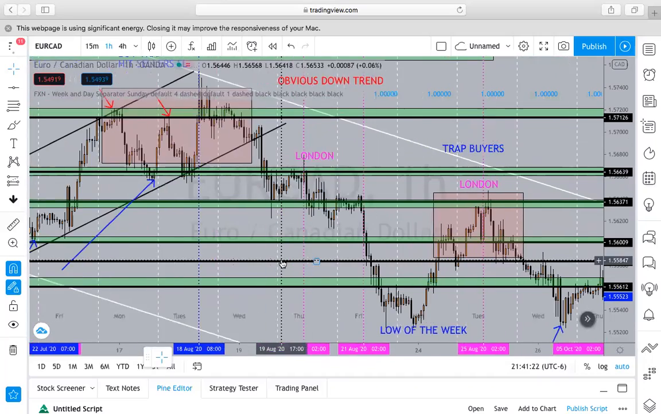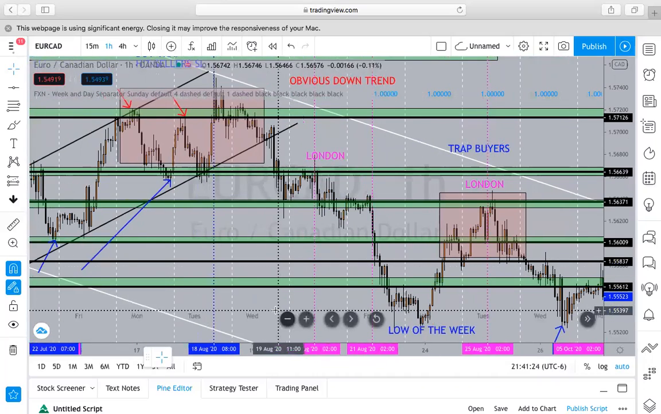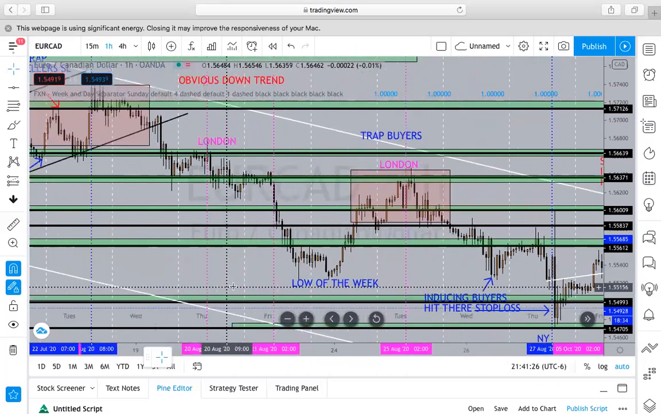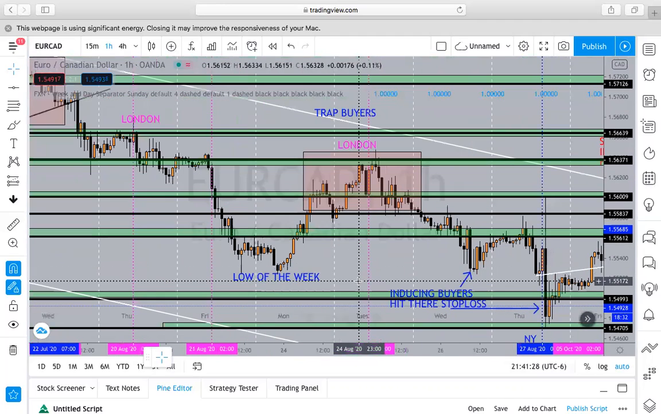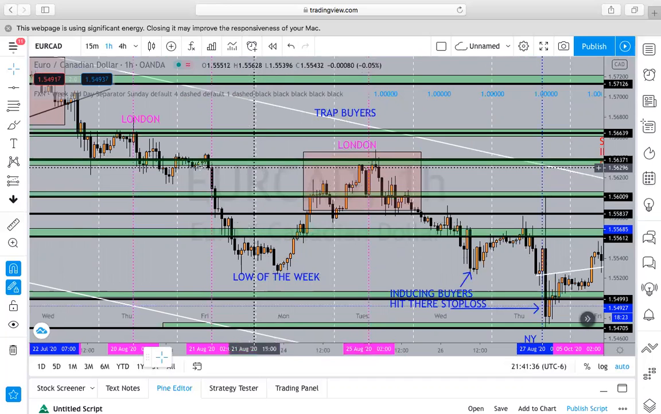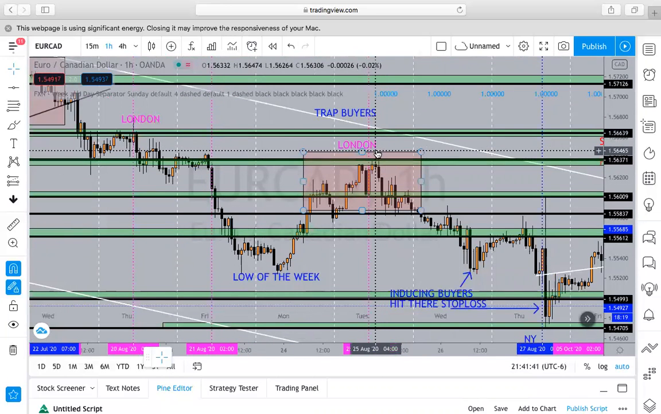Low of the week is created. After we let them get some money, the market moves up, pushes, and breaks through support and resistance zones, retesting and making higher highs and higher lows. Of course, it just broke this zone over here. We wait for that retest right there.